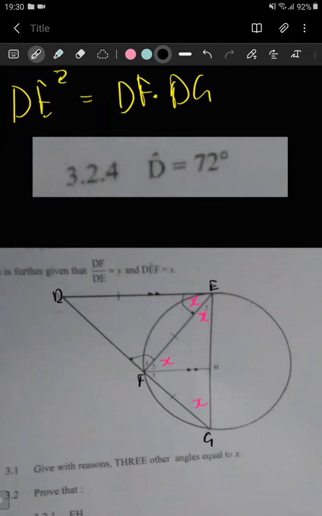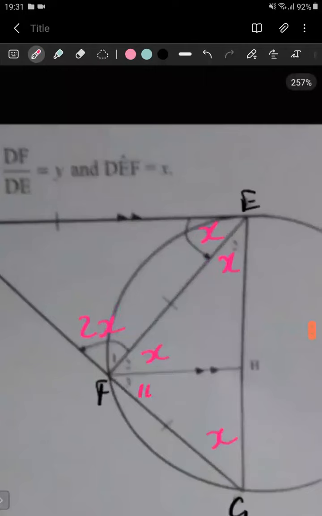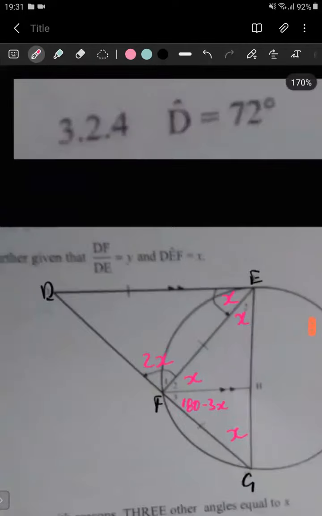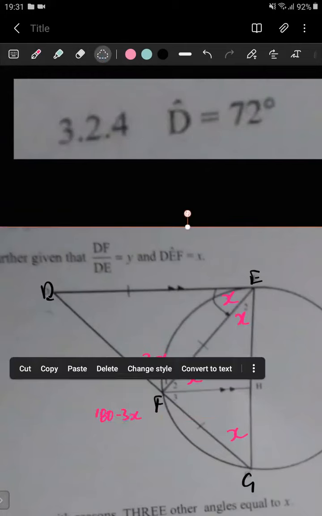Now, what I can also do is write out other angles in terms of X, you see. So here, these are both equal to X. So this would be 2X, because of the exterior angle of a triangle. Now, these are angles on a straight line, right? So this is going to be 180 minus 3X, 180 minus 3X. And then these are corresponding angles, right? So that angle here is equal to 2X.